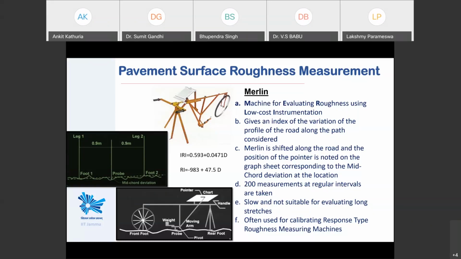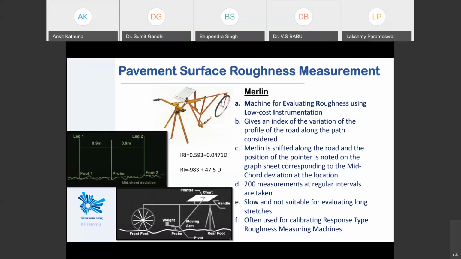The principle is very, very simple to carry out the Merlin test. If you see the equipment, there are two figures of it, one in grayscale and one in color. In the photograph, you can see that Merlin has 2 feet, which are separated by 1.8 meters. And you can see there is a probe in the figure below that is resting on the wheel track. Basically, this probe lies midway between the 2 feet. The overall equipment is fitted with a bicycle tire, just for ease of operation.